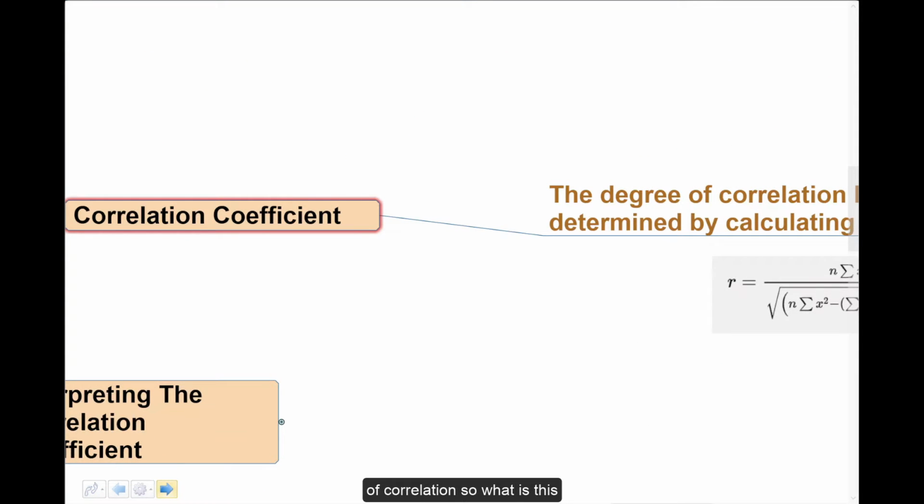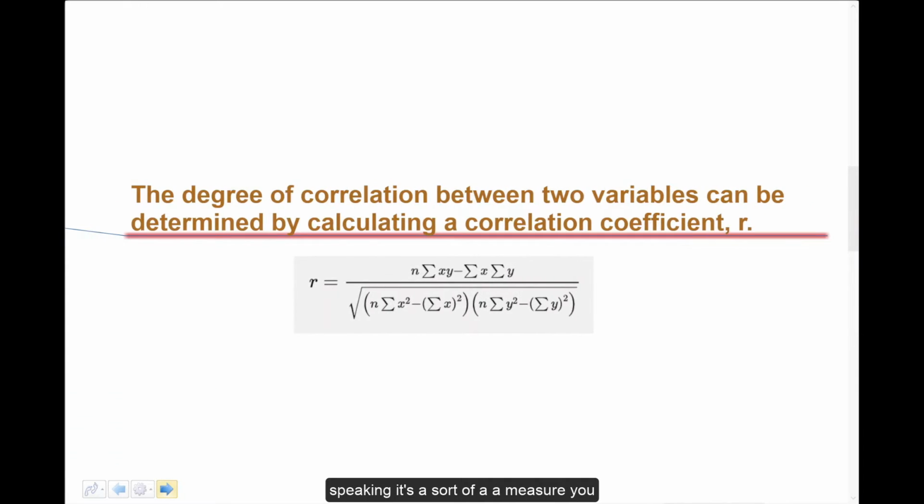So what is this correlation coefficient? Well, broadly speaking, it's a measure. It's really the degree of correlation between two variables, and indeed we call it R. We have a formula. Now note, as you've seen within the study text, the formulas don't need to be learned. We can refer to the tables in the exam.